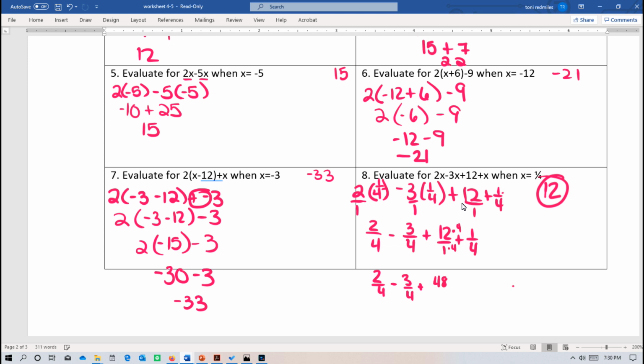Now that I have everything in a common denominator, I can just add and subtract the numerators left to right. So 2 minus 3 is -1, plus 48 is 47, plus 1 is 48 over 4. Well, 4 goes into 48 12 times.